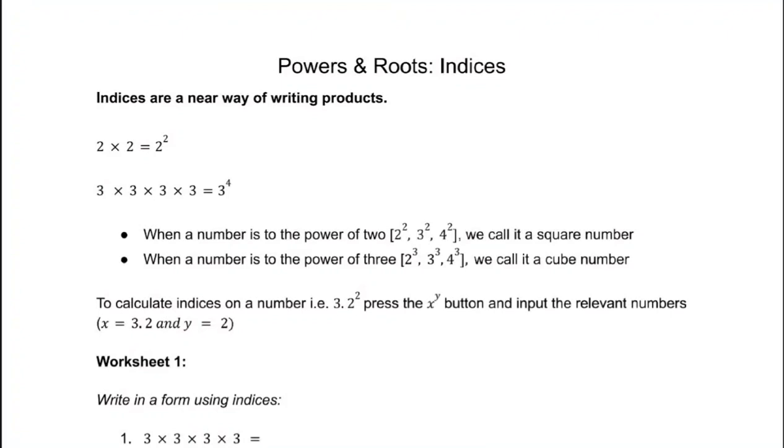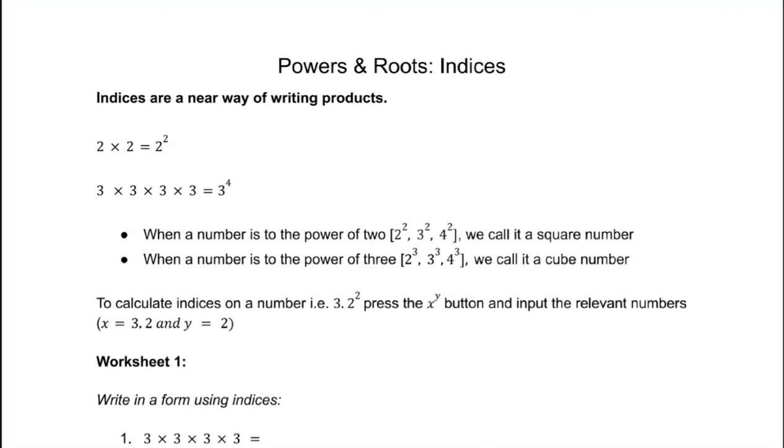Today we'll be looking at powers and roots, specifically indices. So indices are a neat way of writing products. We can have indices that basically look like this: something to the power of something. So 2 times 2 is, in index form, 2 to the power of 2. 3 times 3 times 3 times 3 is 3 to the power of 4.